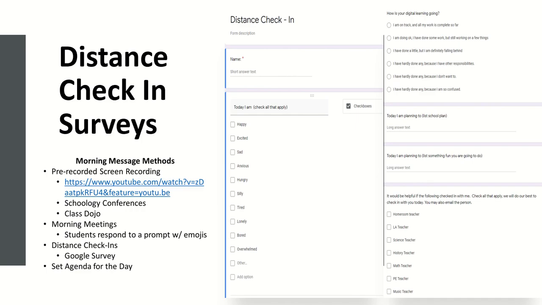In this slide, you see a sample Google survey that informs a teacher how the students are handling distance learning, if they need some help, and who might need to be reached out to for assistance. Also on this slide is another YouTube link of a fabulous 3rd grade teacher at Everett Elementary School who sent her students a morning message during the week of April 6th, just to get them started using the technology.